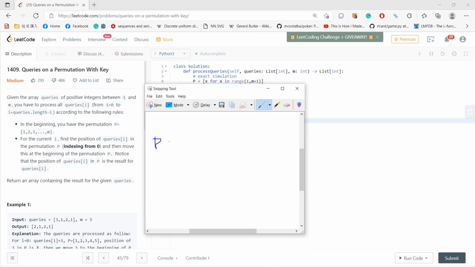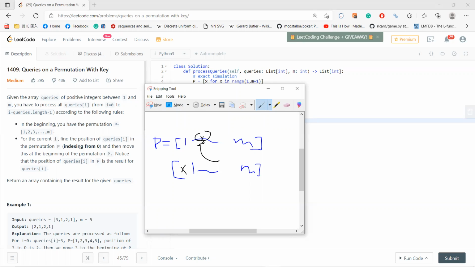So basically you have some array which is fixed at the beginning, from 1 to m. And for every i, you need to find queries[i] in the permutation P, index from 0. So you need to find that element, and move it to the beginning, and the rest should be the same. Okay, that's it.